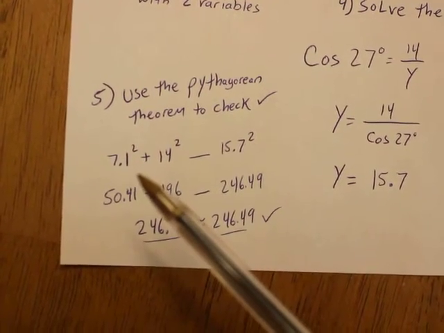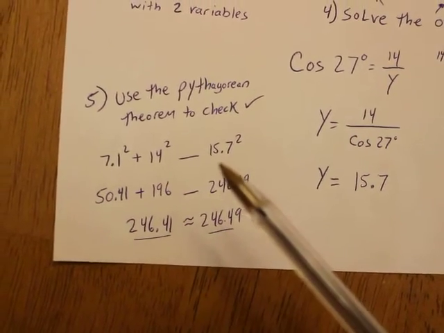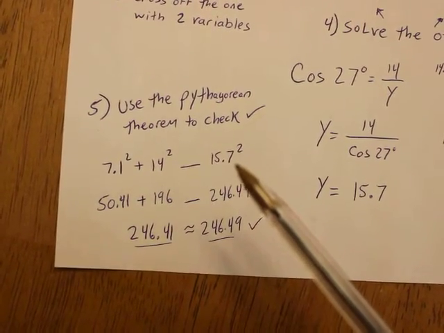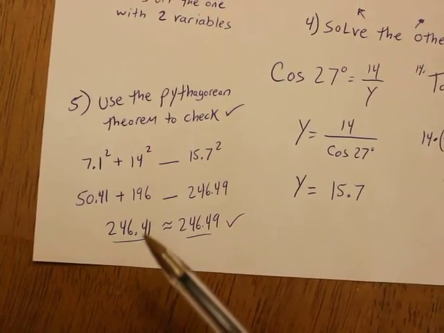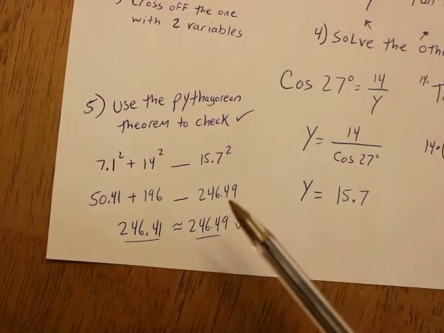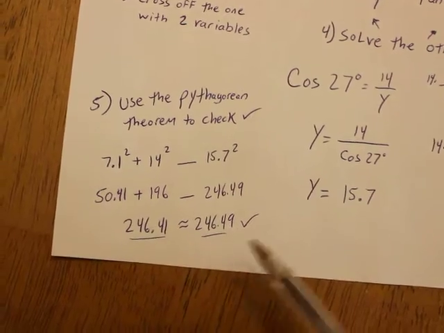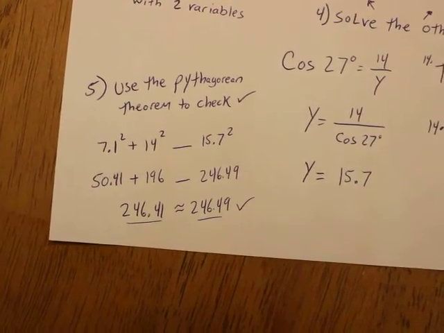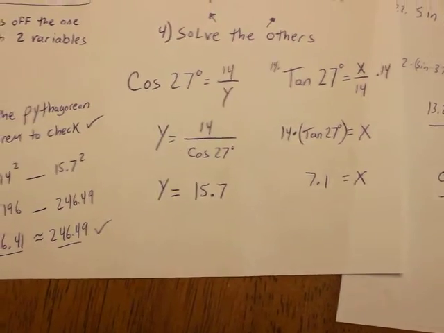7.1 squared, which is the leg squared, plus 14 squared, does that equal 15.7 squared? So I squared each of those, I added them together, and I squared 15.7, and I got that on the right side. And you'll see that these are almost exactly the same. Now the only reason why they're different is because in these answers here, I rounded to the nearest tenth. So it's possible that your answers don't come out exact.